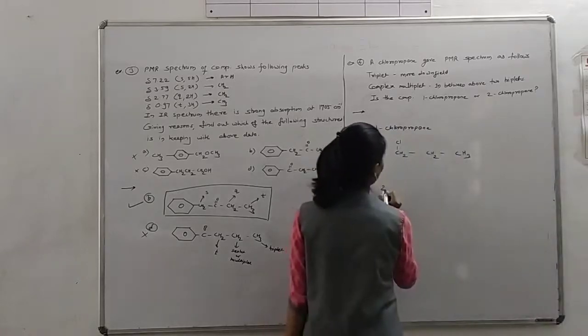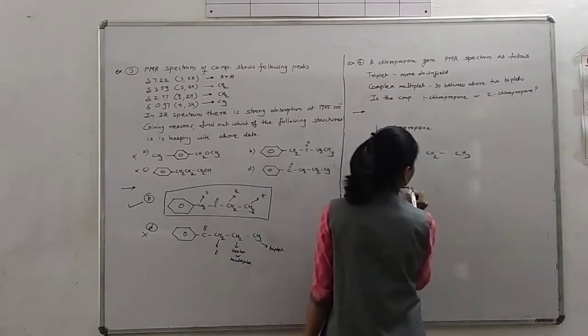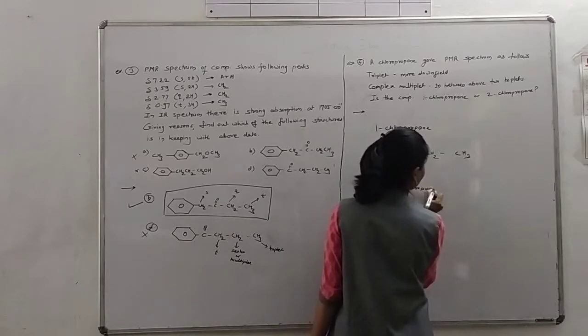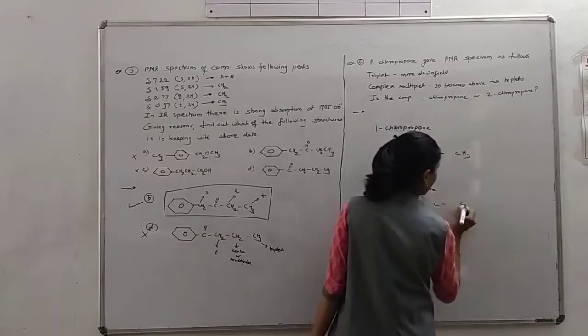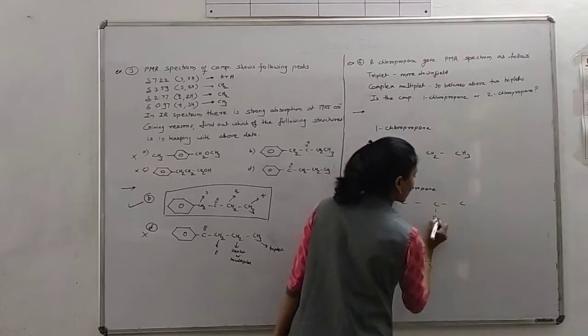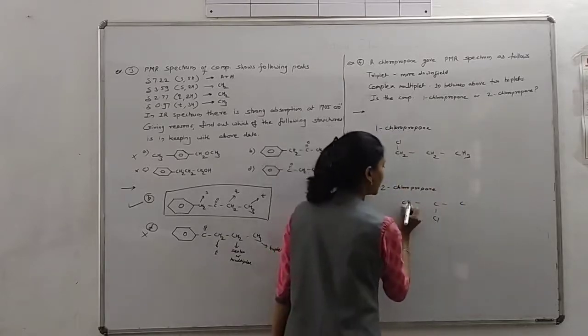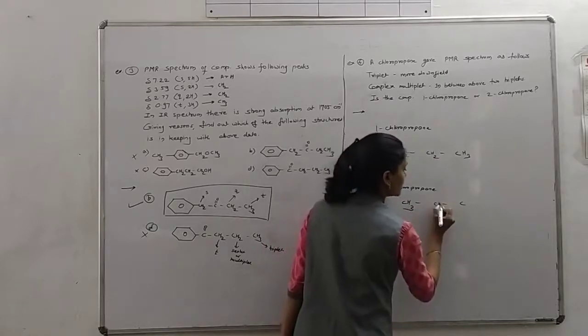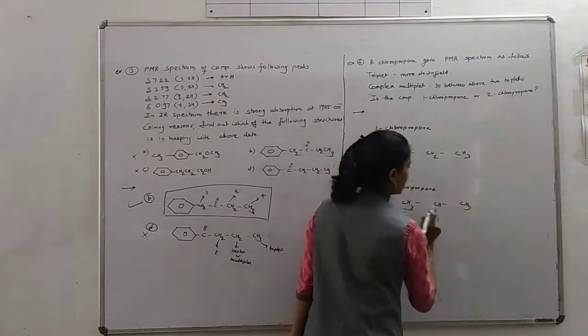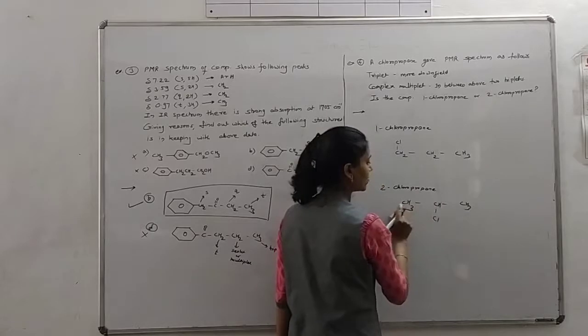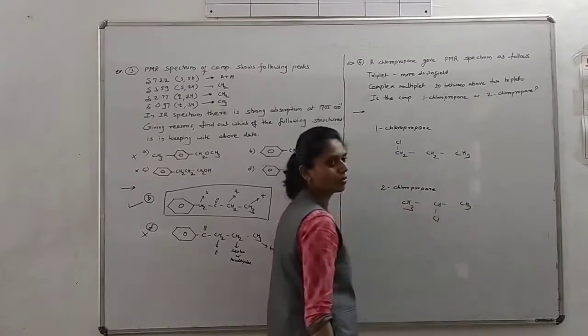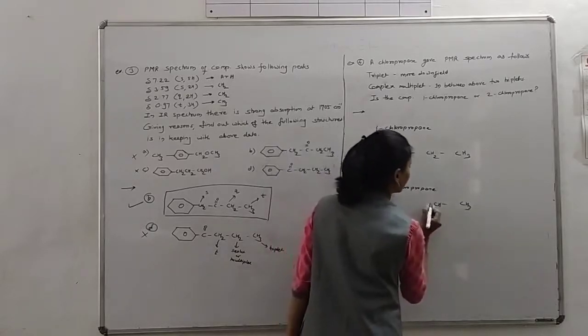Next one, 2-chloropropane. At the second carbon position, attach the chlorine group and satisfy the valency: CH3, CH, CH3. The valence of carbon is 4. Okay, I write it down near to it.